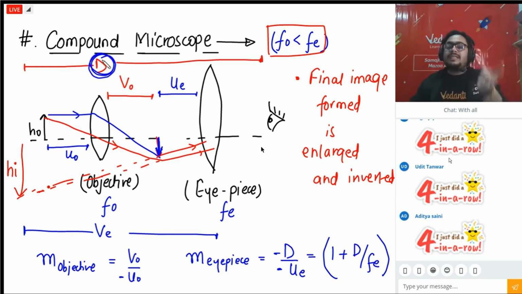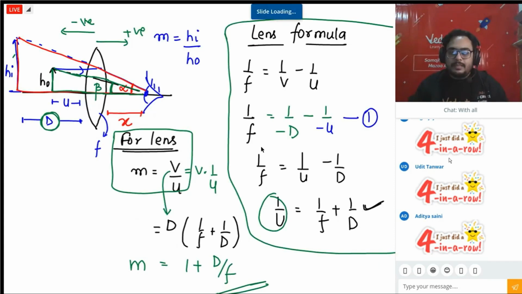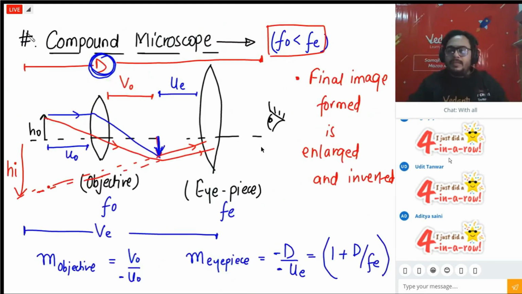So the same derivation that we did for simple microscope, this derivation, I can do it for eyepiece, only for eyepiece. Considering eyepiece only and considering this as the new object, I can do the same derivation for this. And again it will come 1 plus D by Fe. Do you understand or not?